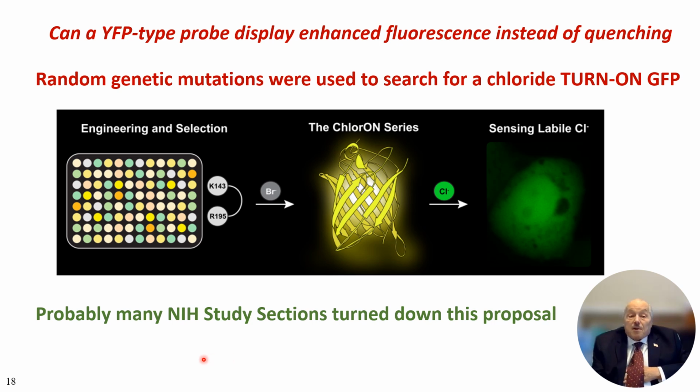Then another miracle occurred. Someone asked the question, can a yellow fluorescent protein be made that displays enhanced fluorescence instead of quenching? I can just imagine what happened in the NIH study sections when this was proposed. All the reviewers would know about the quenching of the protein, and trying to look for one that was enhanced was probably deemed to be impossible. But in any event, the scientists succeeded in doing this by using high throughput screening.